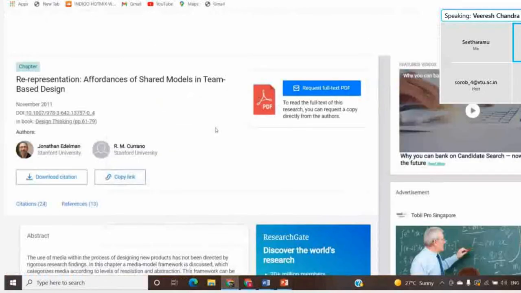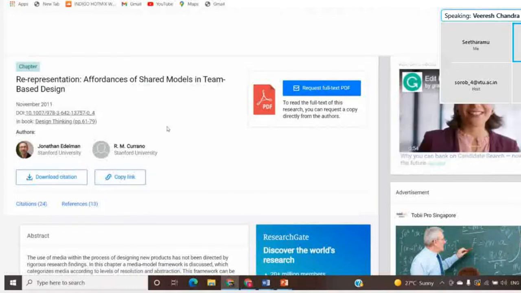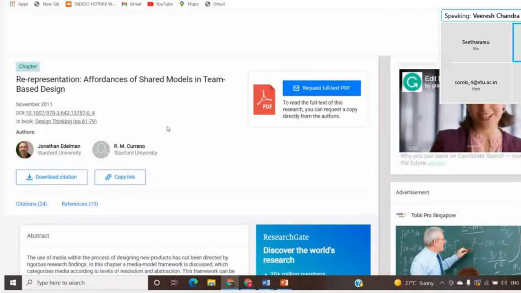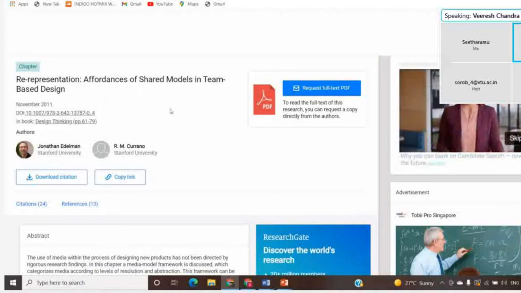So if you search the internet by this name, re-representation, affordances of shared models and team-based design, you have to request the full text PDF, or else use different ways of downloading the papers. It also consists of a case study, through which you can clearly understand shared models and team-based designs.